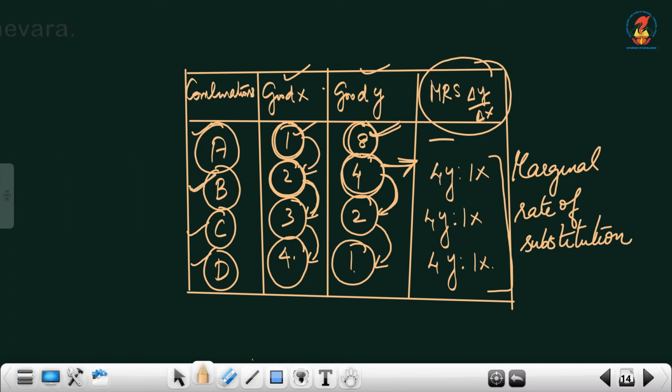Now, what is the sacrificing rate of Y? What is the difference between 8 and 4? Difference between 8 and 4 is 4. 4Y is sacrificed. How much is gained for X? 1. Difference between 2 and 1 is 1. So, 4Y is to 1X. Next combination is, again, 4Y is to 1X.